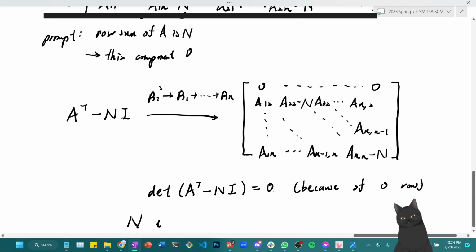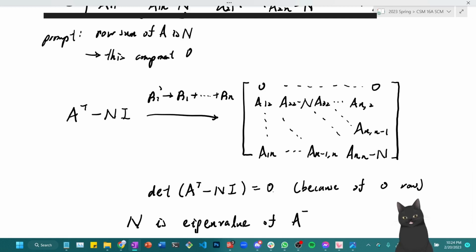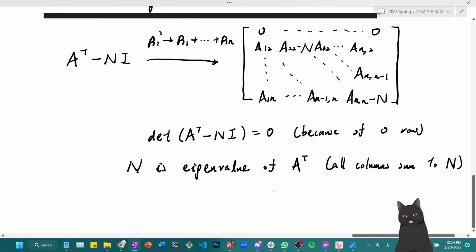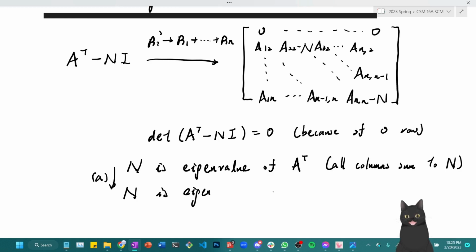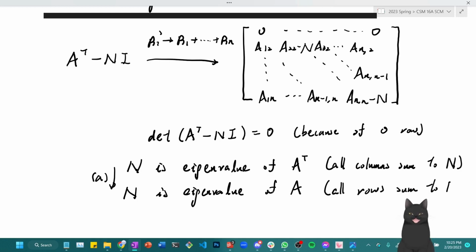Therefore, n is an eigenvalue of A transpose, where all of the columns sum to n. And therefore, n must also be an eigenvalue of A, according to what we have proven in part A. And that is because all rows of A sum to n. And, well, not because, it is a fact that all of the rows in A sum to n, and n is an eigenvalue of A because n is an eigenvalue of A transpose. And surprisingly, we have now proven the prompt.